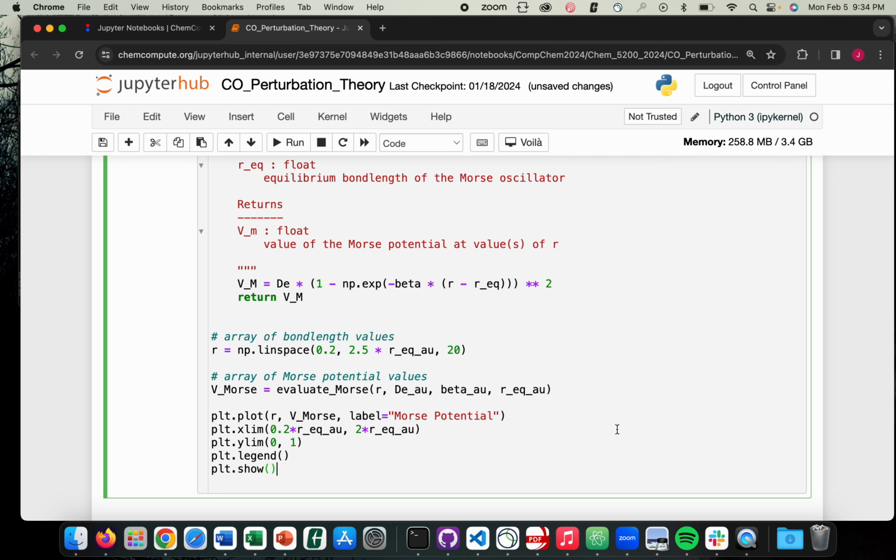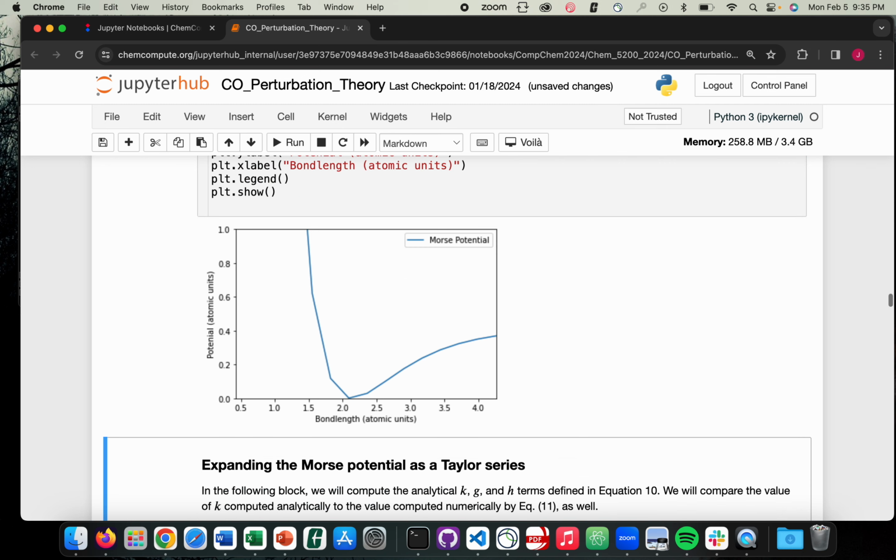Okay, so I've got my Morse potential plotted. I have a little label here. I'll go ahead and add the plot X label, potential, and atomic units, and plot Y. Oh, that's actually the Y label, sorry. And the X label is going to be bond length. And let's see what we get.